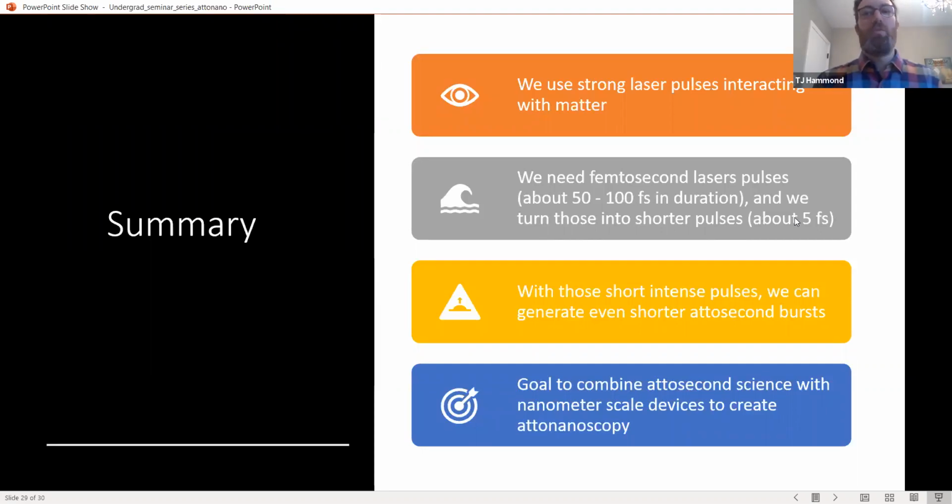So in summary, we use really strong lasers, and we have those interact with matter. We focus them really tightly, and that creates a bunch of new frequencies for us. In order to do interesting experiments, we want sub 100 femtoseconds in duration, and ideally shorter than about 5 femtoseconds would be really nice, but it takes a lot of work to get there. With these really short pulses, we can generate even shorter attosecond bursts, and the goal of my research is to combine attosecond science with nanometer scale devices to create attonanoscopy.